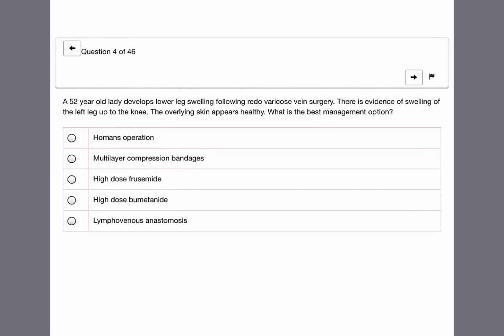Actually, there are three operations for lymphedema. One is Homans, one is Charles, and the last one is lymphovenous anastomosis. If the overlying skin is healthy, we can go for Homans operation because the skin is used as a graft. What is this operation for? It is for lymphedema, not lymphadenitis. It is for chronic lymphedema. Is this a case of chronic lymphedema? This is chronic.